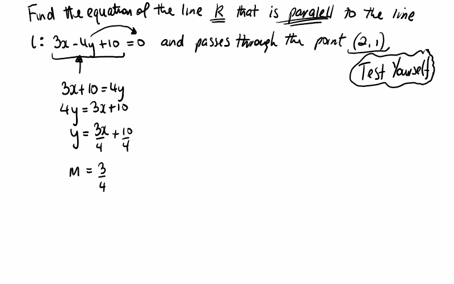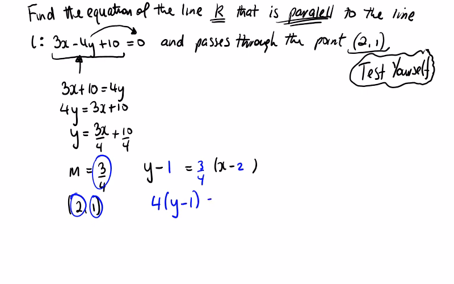And I have my point 2, 1. So y minus equals x minus, the two things that are not changing. y minus 1 equals m times x minus 2. So multiply both sides by 4. 4 times y minus 1 is equal to 3 times x minus 2. 4y minus 4 is equal to 3x minus 6.